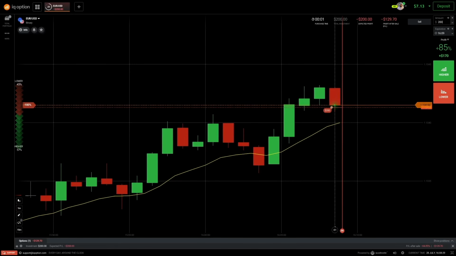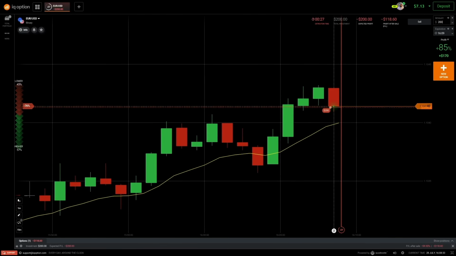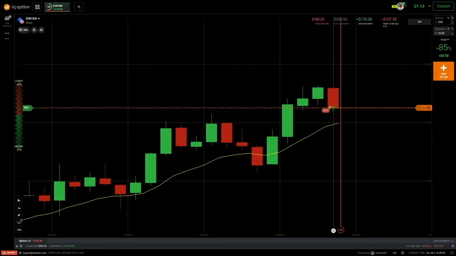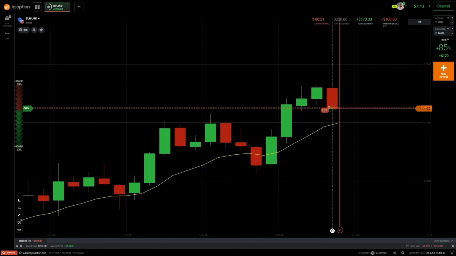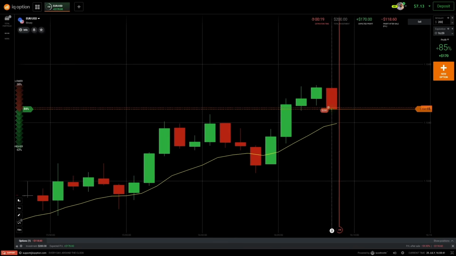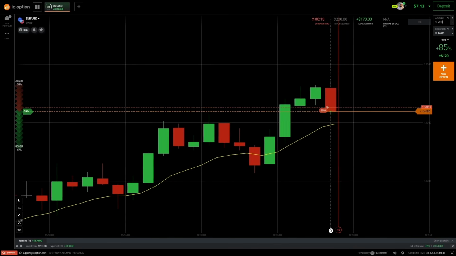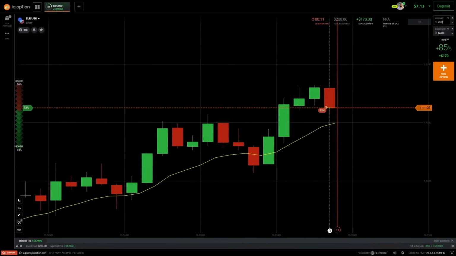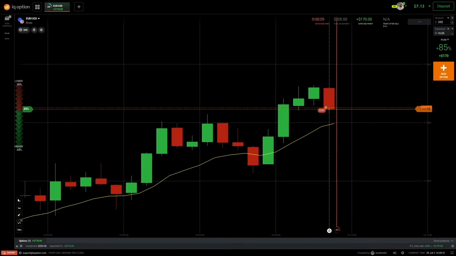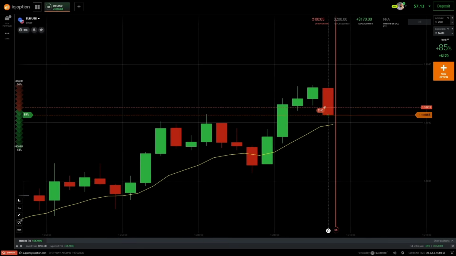So if we are looking at the market, the way the market acted over those points, the market touched the moving average, the exponential moving average, the EMA, came back up, touched it down, came back up, and now it will try to touch it down. So that's why I'm putting a put position.